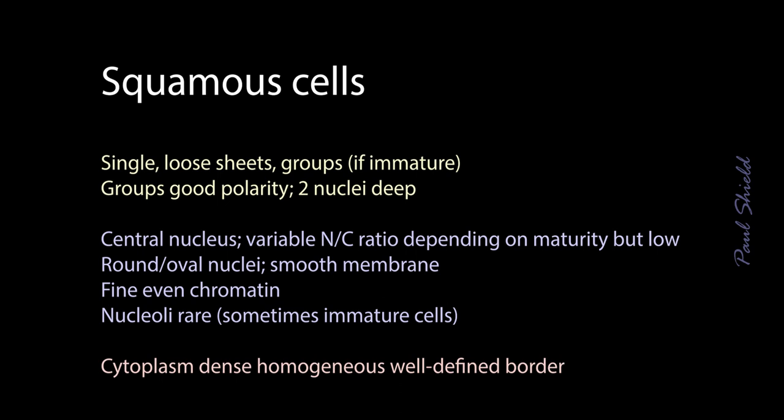polygonal or oval cell. The NC ratio, as I said, varies, so immature cells have a higher NC ratio, with the nucleus taking up relatively more of the cell. The nuclei are centrally placed, round or oval, with a fairly smooth nuclear membrane. Chromatin is even and fairly fine, so it just looks like someone's shaded in the nucleus with a pencil, if you like. In the immature cells you'll occasionally see nucleoli, but they're not a big feature. And all squamous cells have quite dense, homogeneous cytoplasm with a well-defined cell border, so rarely do they have vacuoles.